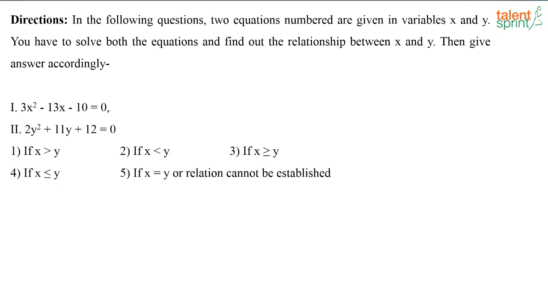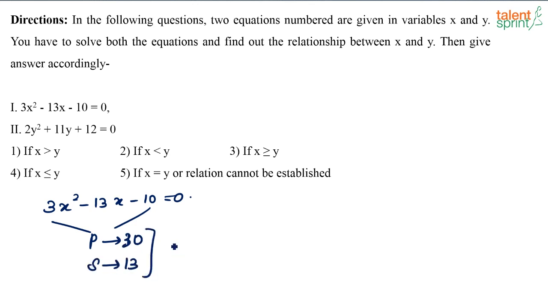Yes, what's the answer for this question? What is given here? 3x squared minus 13x minus 10, that is equal to 0. So I have to find out two numbers whose product is 30 and their sum is 13. See, 15 into 2 is 30 and 15 minus 2 is 13, correct? Now what will be the roots? 15 divided by 3, 2 by 3.